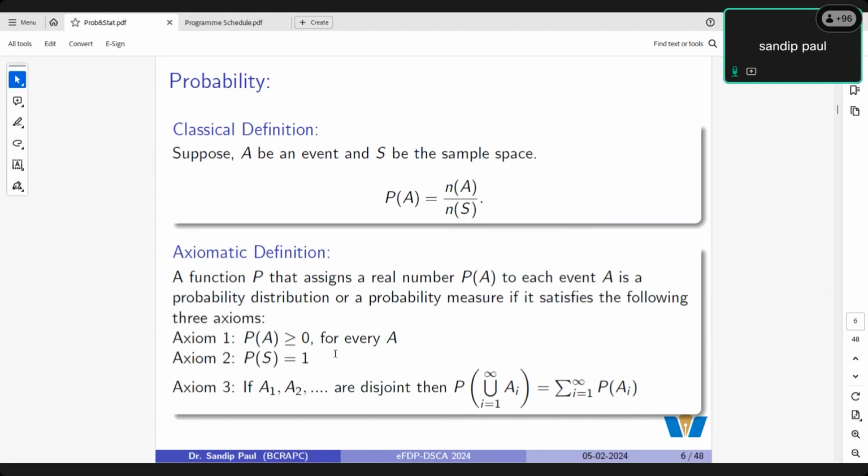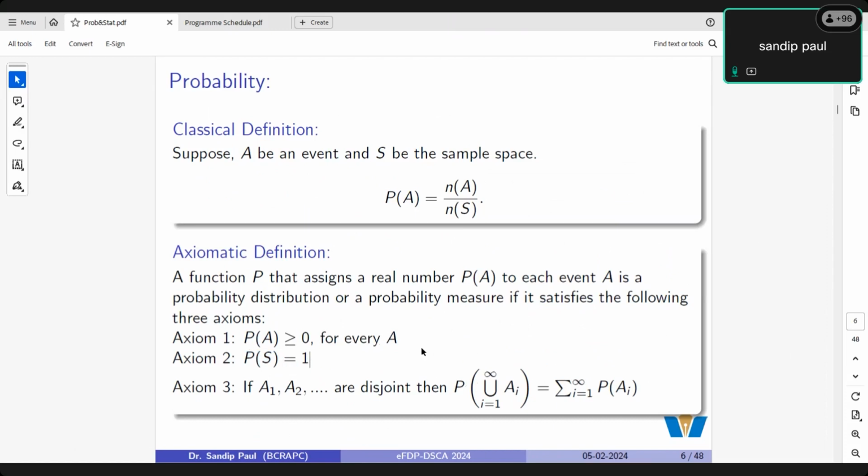So as we know from the classical definition, n of S is the maximum number of times the result can be obtained. So n of A cannot exceed n of S. So obviously the P of S is the highest probability for any event from a sample space. So it is 1. That means from here we can conclude P of A cannot exceed the value 1.